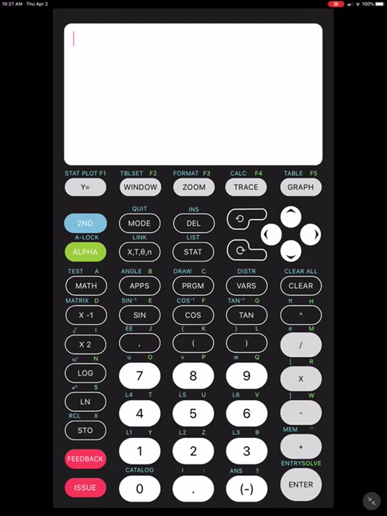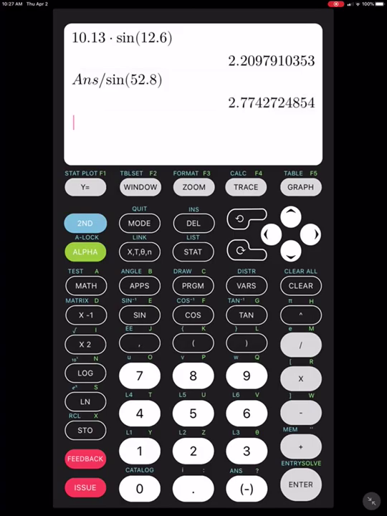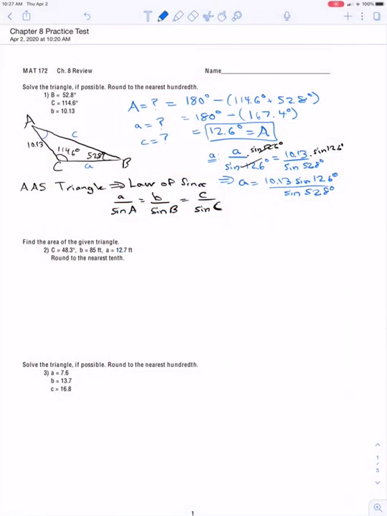And let's type that in. So we got 10.13 times the sine of 12.6 degrees, divided by the sine of 52.8 degrees. So I end up with 2.77, right? Once we round to the nearest hundredth, we get 2.77 units. So here's side A. We just found side A.